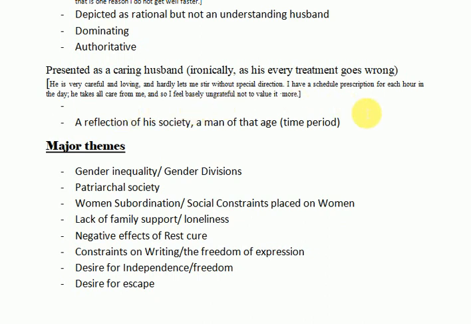He was also shown as an individual who was a reflection of his society, presented as a man of his age, a man of his time period. And we must remember that this was the time when the first wave of feminism was at its peak, and this first wave of feminism came as a reaction to the patriarchal system and the gender inequality present in American society. So we must keep this in mind before we analyze the characters as well as the themes.